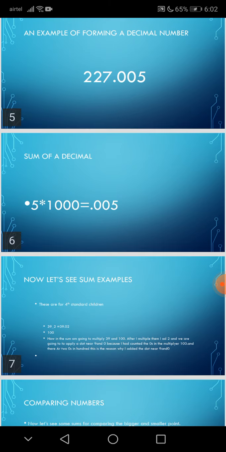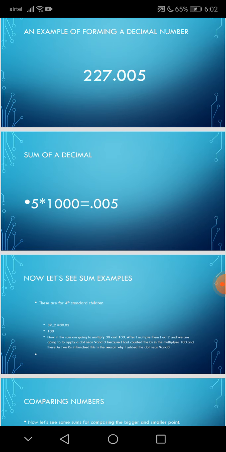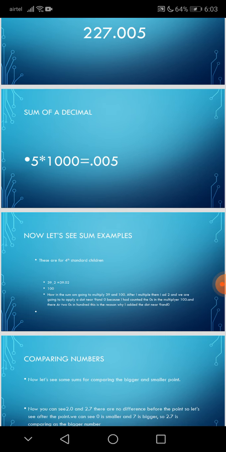Now in the sum, I am going to multiply 39 and 100. After I multiply them, I add 2 and we are going to apply a dot near 9 and 0 because I had counted the zeros in the multiplier 100, and there are 2 zeros in 100. This is the reason why I added the dot near 9 and 0.